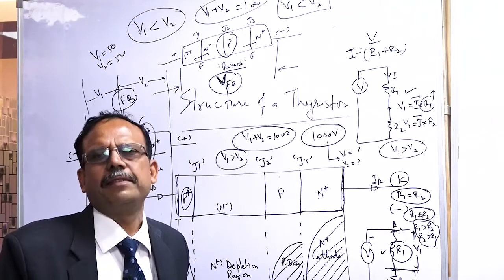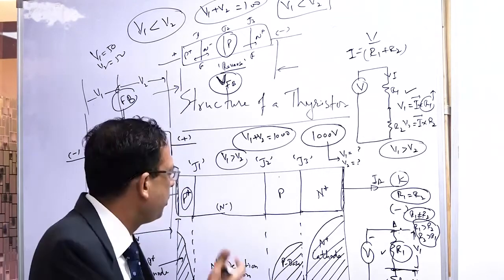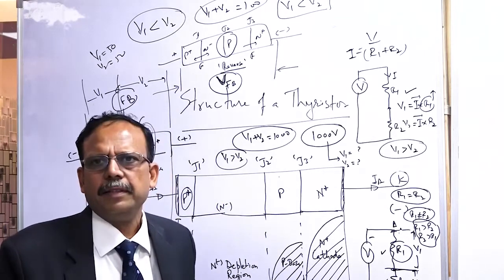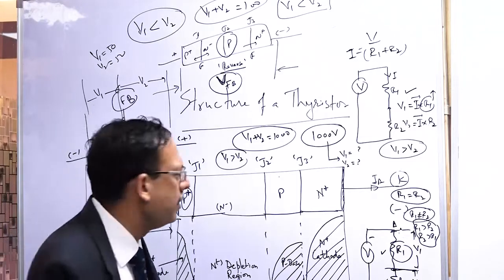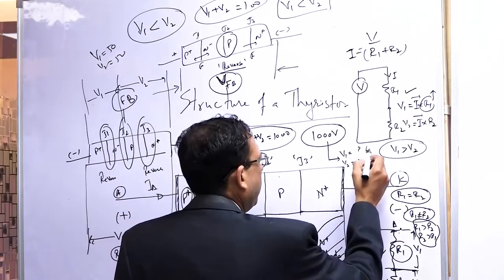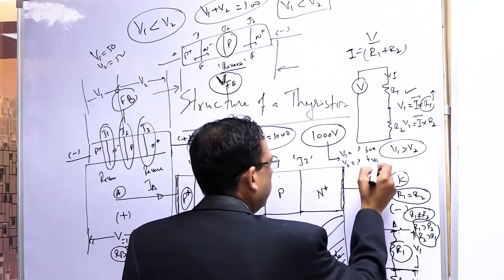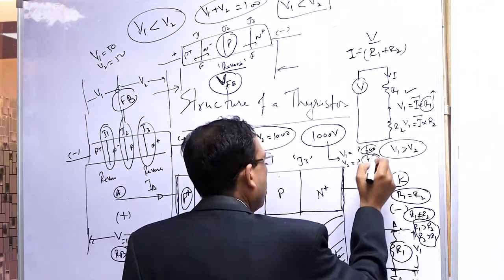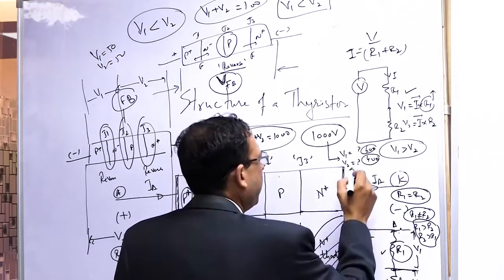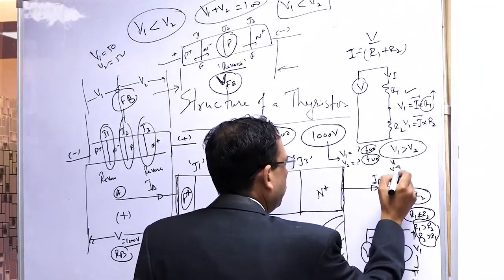Not possible to guess? Any guess? The addition should be 1000. Yes, Sunil Gupta ji is saying it is 600 and 400. That is wrong, sir. Again, a new guess, a better guess. V1, V2.